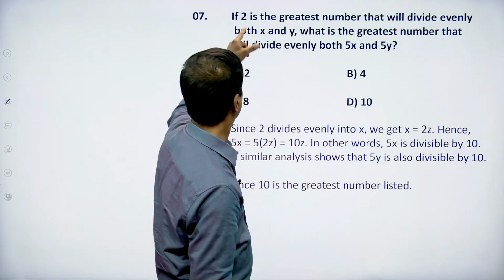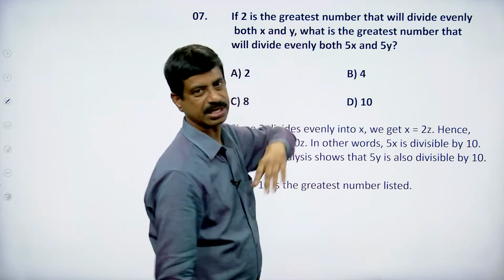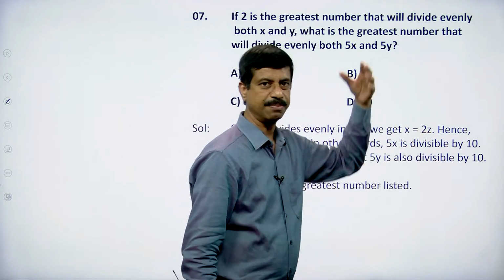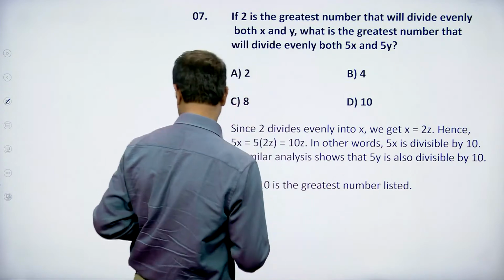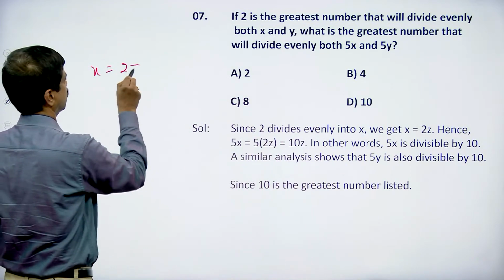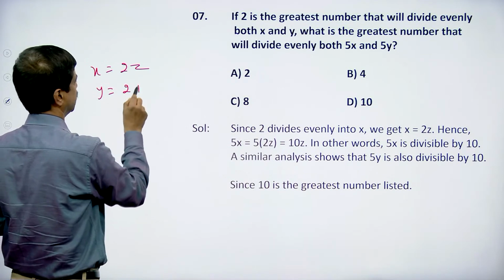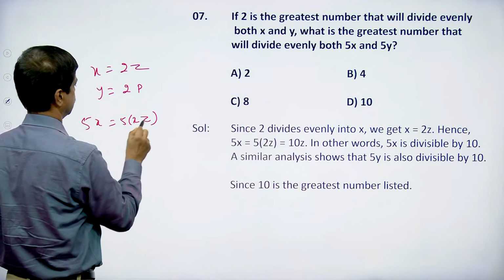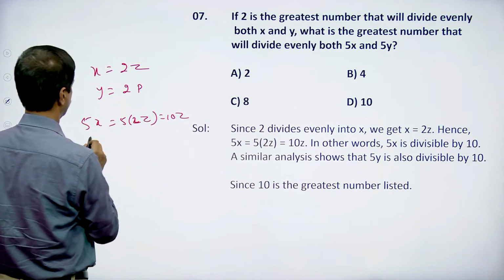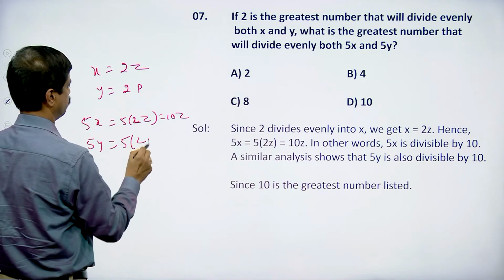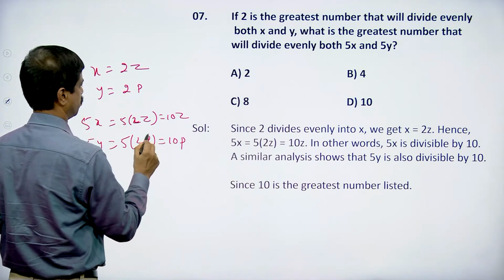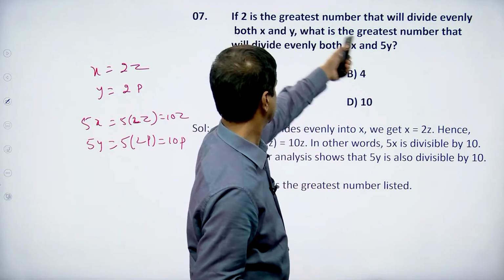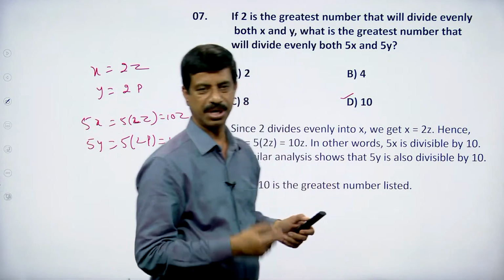How is it? 2 is the greatest number that divides evenly both x and y. So therefore y should also be a multiple of 2. So x is 2z, and y is some 2p, something like this. So 5x is 5 into 2z, that is 10z. So 5y is 5 into 2p, that is 10p. So therefore both are divisible by 10. Since 10 is the greatest number that is divisible, this is the answer. Okay children, please note it fast, quick.